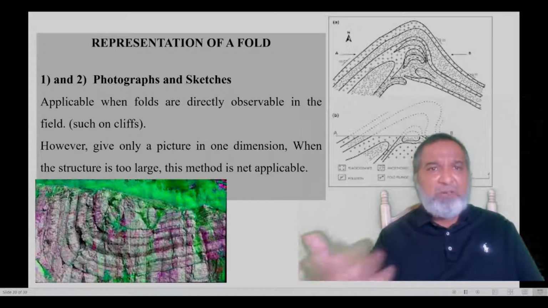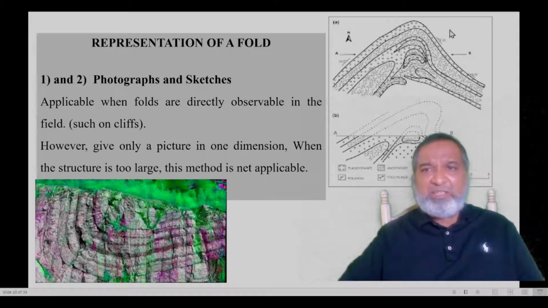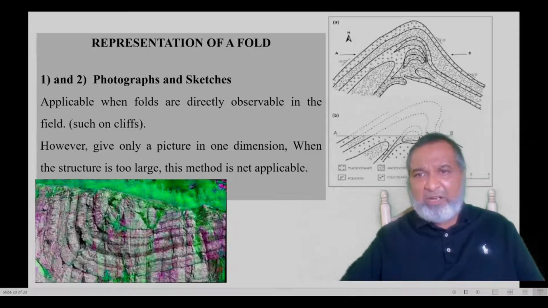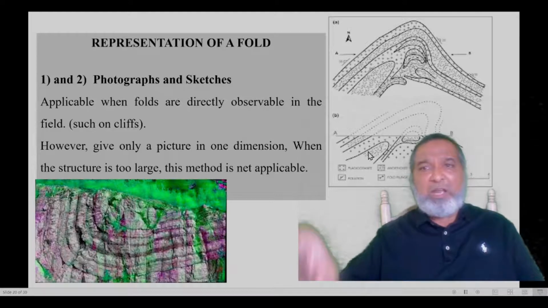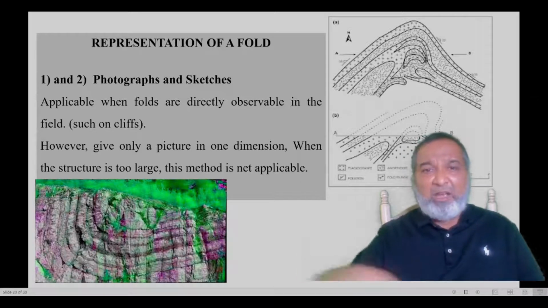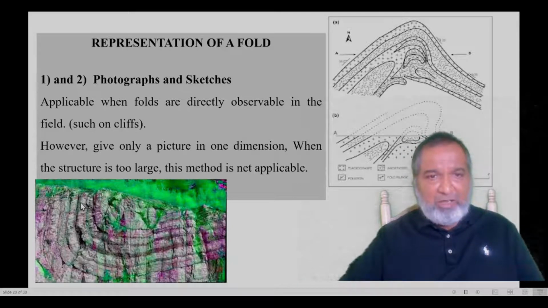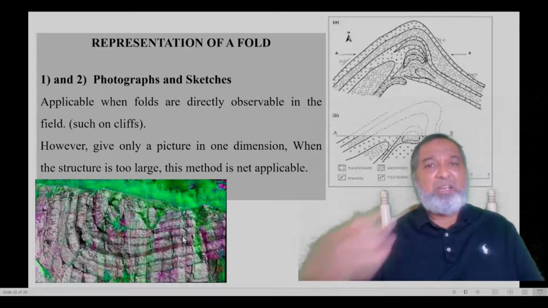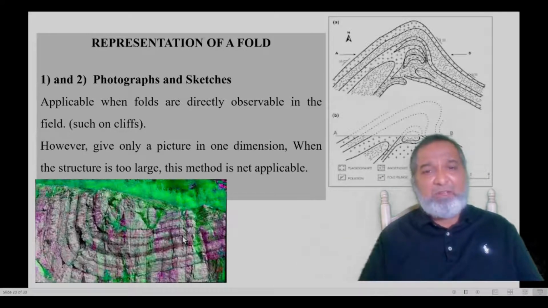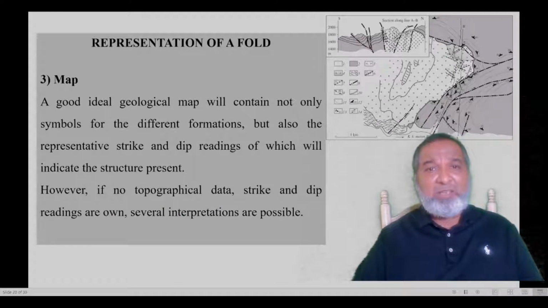Yes, you can see now the first one is simple: we can draw sketches. With the help of the strike and dip, we can continue and try to find out what type of fold this is, and cut down this particular feature. And the photograph, you can see here directly. With this photograph, we can find out the strike and what type of fold it will be.